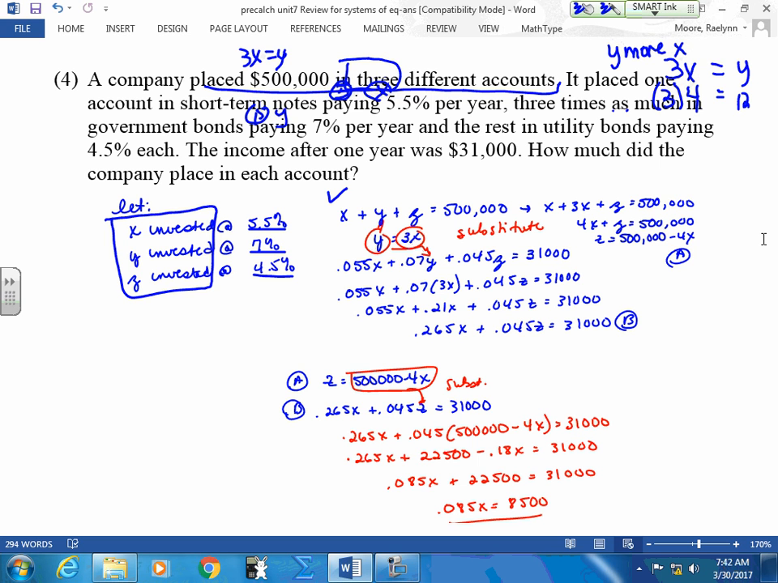Okay, now we got a third part. And the rest is my Z paying 4.5. They didn't give me any extra information there. But then they told me my income after 1 year, simple interest for a year, was $31,000. Interest income, don't we take all the X plus Y plus Z, multiply them by their decimals? Okay, there's my third statement. You got to move your decimal 2 places. Don't lose these decimals.